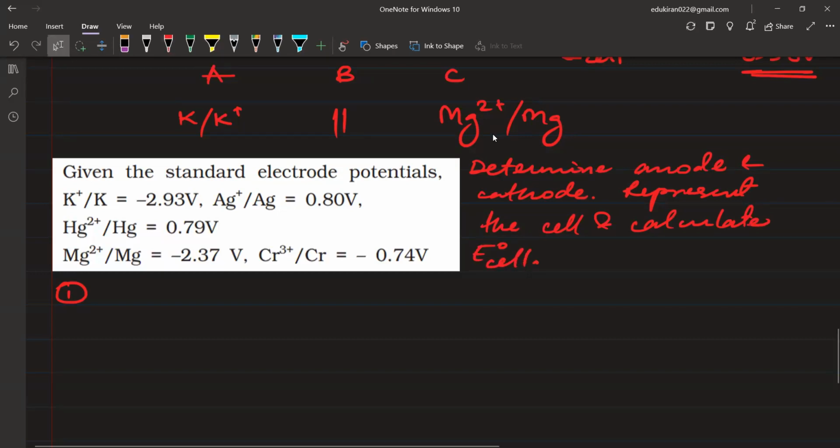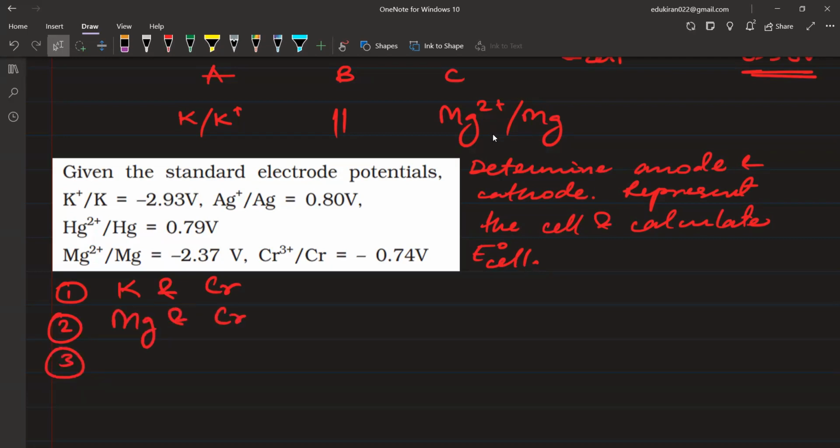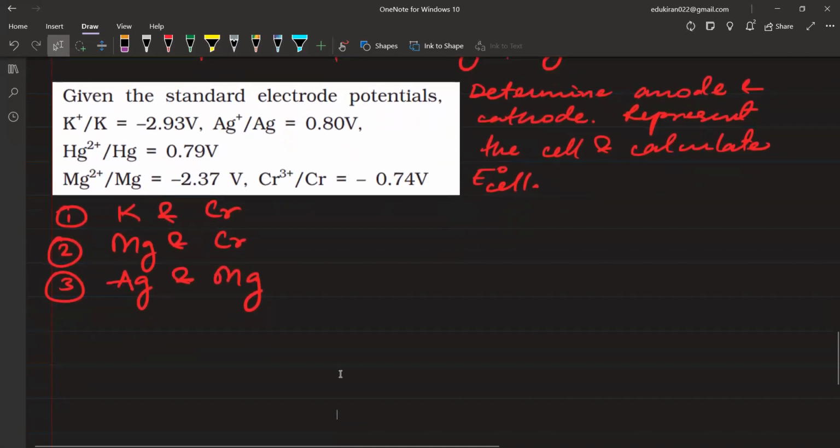First pair is potassium and chromium. Second pair we are taking magnesium and chromium. Third pair, let's take Ag and Mg. Do all three of these and tell me. Send your answer on WhatsApp.